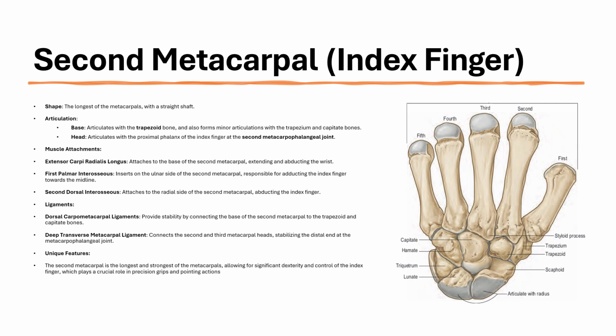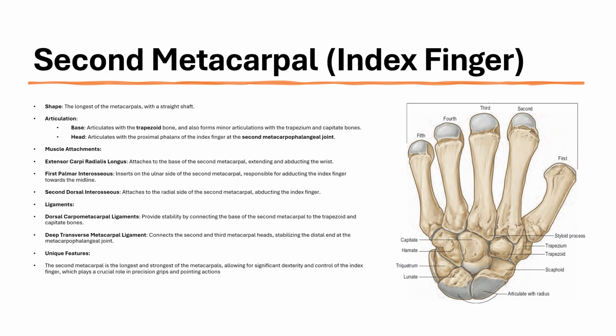When we talk about the muscle attachment, the extensor carpi radialis longus attaches to the base of the second metacarpal and helps in extending and abducting the wrist. The first palmar interosseous muscle inserts on the ulnar side of the second metacarpal and is responsible for adducting the index finger toward the midline. The second dorsal interosseous muscle attaches to the radial side of the second metacarpal and helps in abducting the index finger.